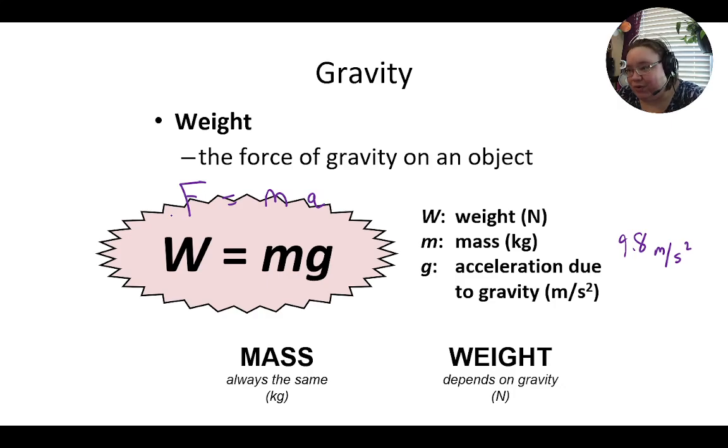Weight is a force. So weight is measured in newtons in science, not pounds. In science, we measure it in newtons. And your weight is a product of the mass, so the stuff that makes you up, and gravity. That means if the gravity changes, your weight will change.